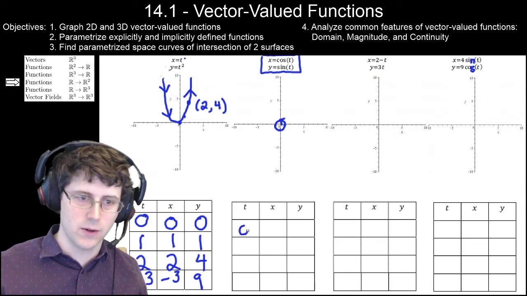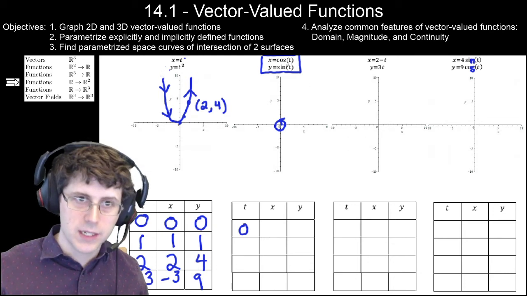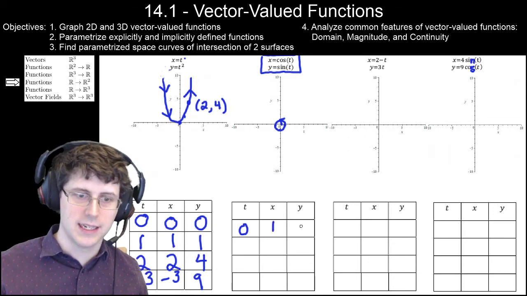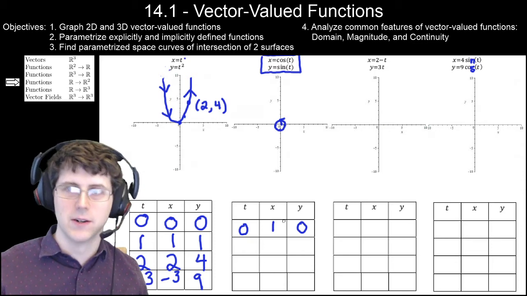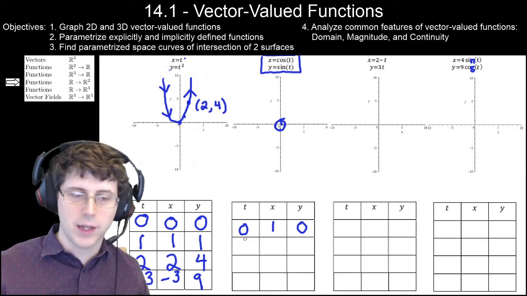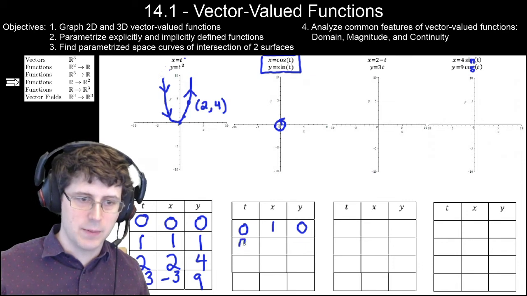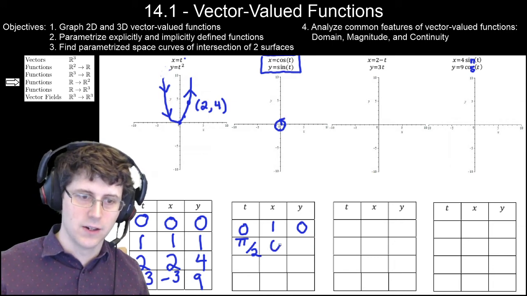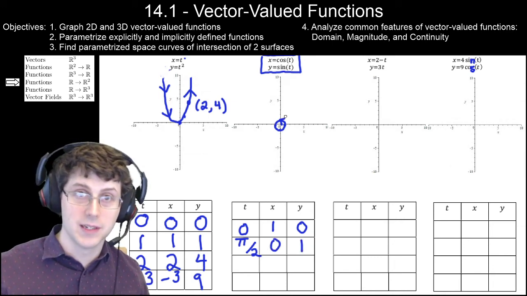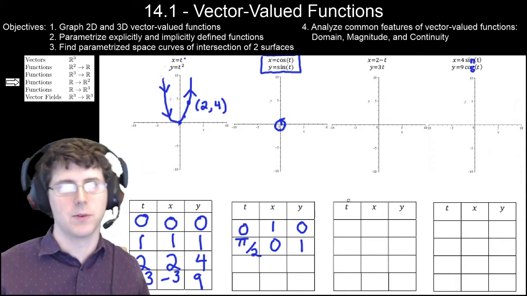So you'd say, oh, well, when t is 0, cosine 0 is 1, and sine 0 is 0, and that would give you a starting point over here at (1, 0). And then you could plug in whatever other t you wanted, like maybe pi over 2. When t is pi over 2, you'd get that x is 0 and y is 1, and that would give you another point to plot. And you'd keep plotting points until you saw what was going on.